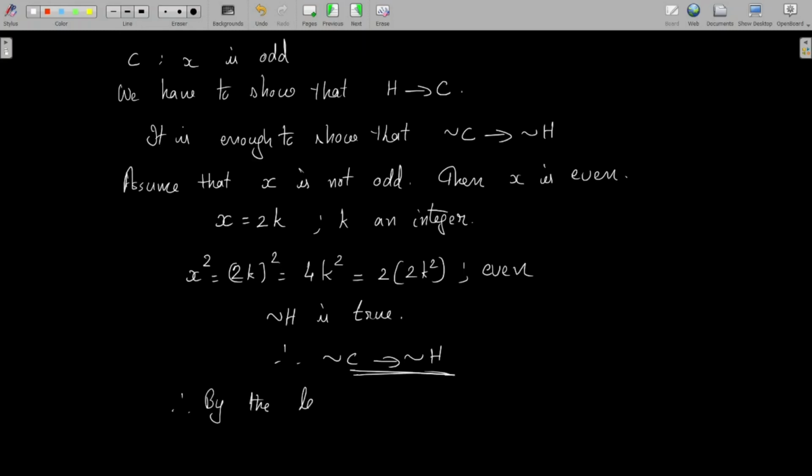And by the law of contrapositive, we can conclude that h implies c, because the proposition h implies c is logically equivalent to negation c implies negation h. We proved that negation c implies negation h, so it is logically equivalent to h implies c. Hence we proved the theorem indirectly.